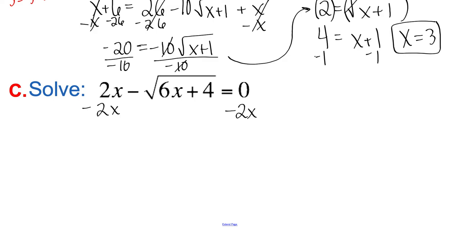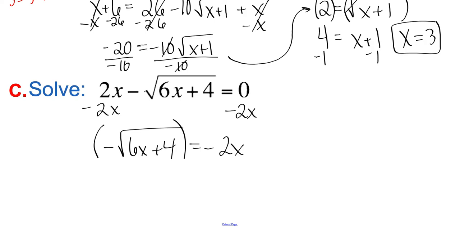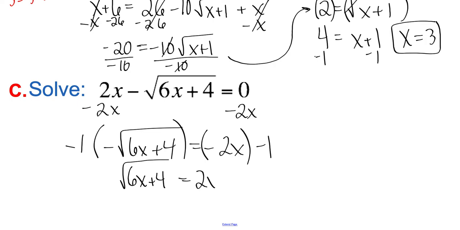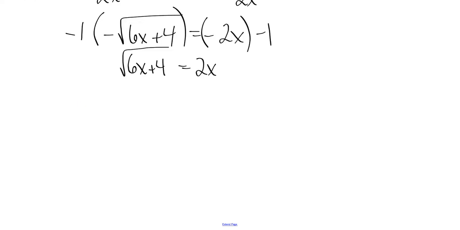And then that gets me a negative square root of 6x plus 4 equals negative 2x. Multiply both sides by a negative 1 to get rid of that. Okay, we're just trying to isolate that radical. So then we have square root of 6x plus 4 equals 2x. All right, then you square both sides because we have the square root isolated by itself. Okay, square both sides. That takes care of that.